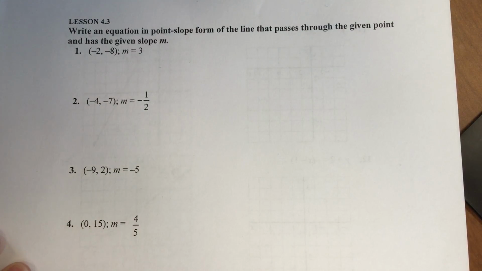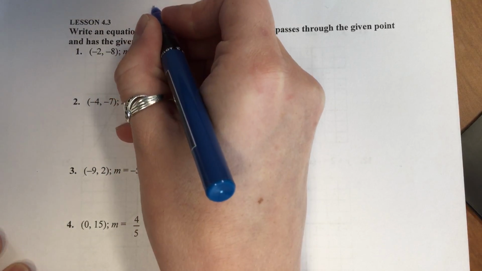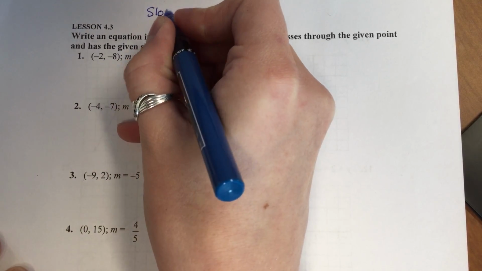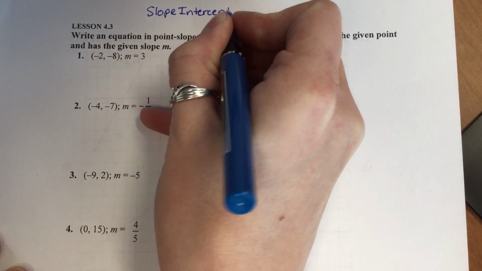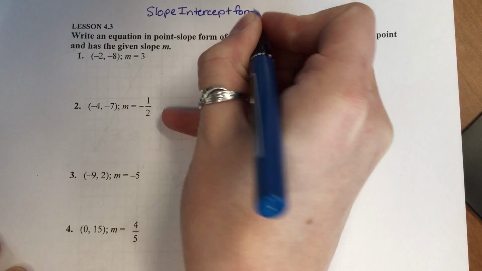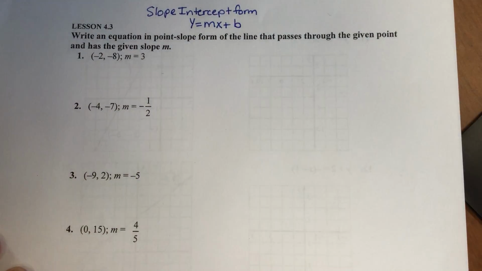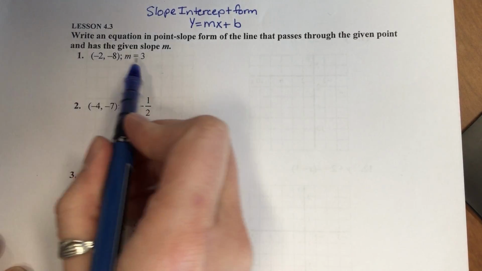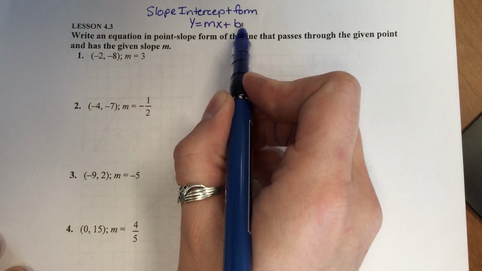4.3, write an equation in point-slope form of the line that passes through the given point and has the given slope m. Okay, up until now we've been using slope-intercept form, which is y equals mx plus b. Okay, which, when we have a point and a slope, requires us to solve for the y-intercept b.